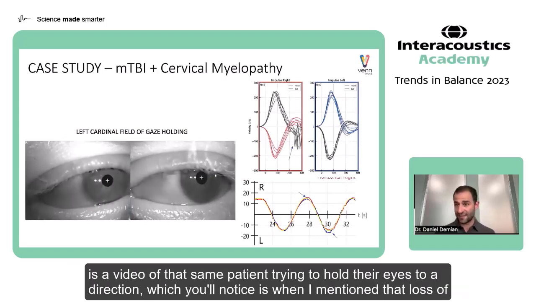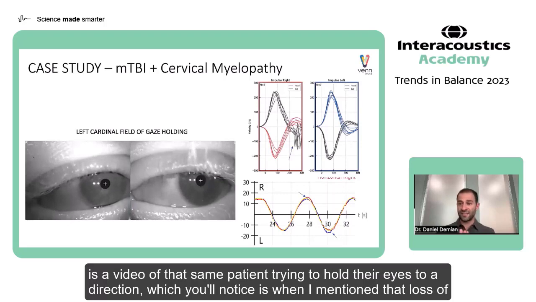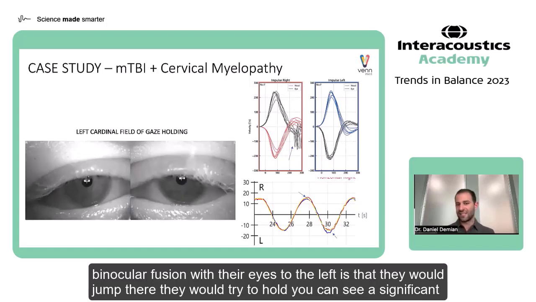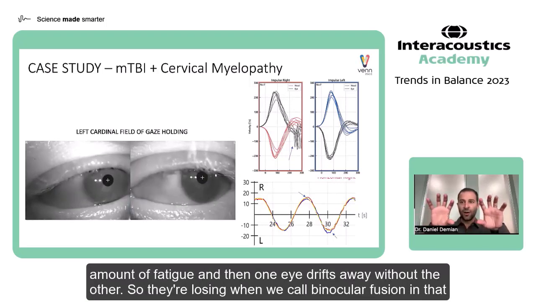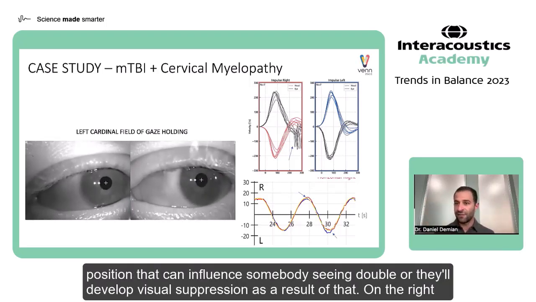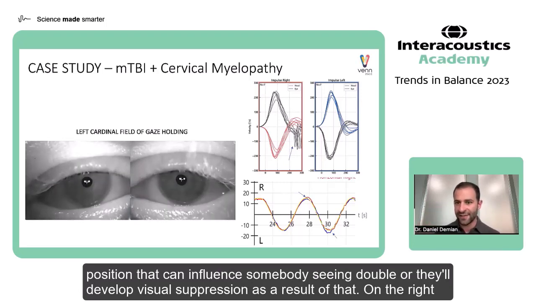This is a video of that same patient trying to hold their eyes to a direction. What you'll notice, when I mentioned that loss of binocular fusion with their eyes to the left, is that they would jump there, they would try to hold. You can see a significant amount of fatigue, and then one eye drifts away without the other. So they're losing what we call binocular fusion in that position. That can influence some to see double, or they'll develop visual suppression as a result of that.